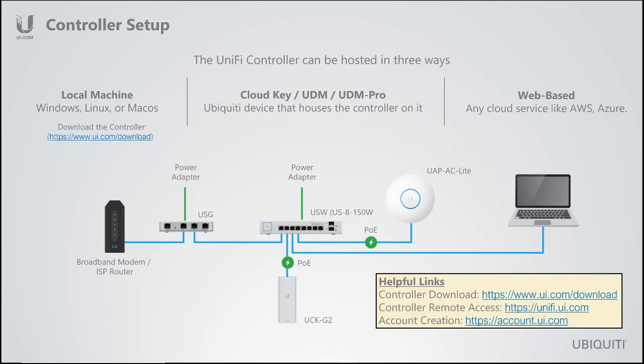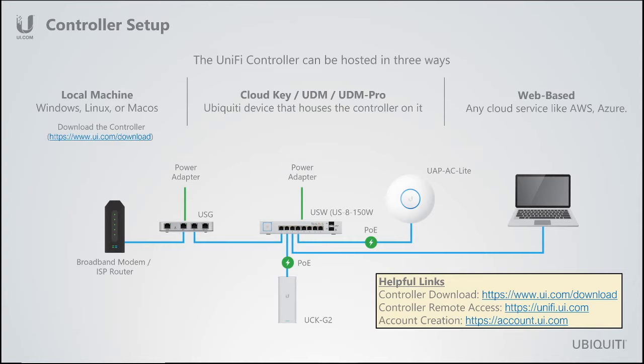You kept hearing about the UniFi controller, so let us tell you what exactly a UniFi controller is again. The UniFi controller is basically the software which manages your Wi-Fi network, or your UniFi network. If you look at the screen right now, you would see that there are different ways to have a UniFi controller. You can install it on a Windows machine, a Linux machine, or macOS. You can have a separate device altogether, which we have created. These are the Cloud Keys, the UDM and the UDM Pro, which have the UniFi controller installed on them.